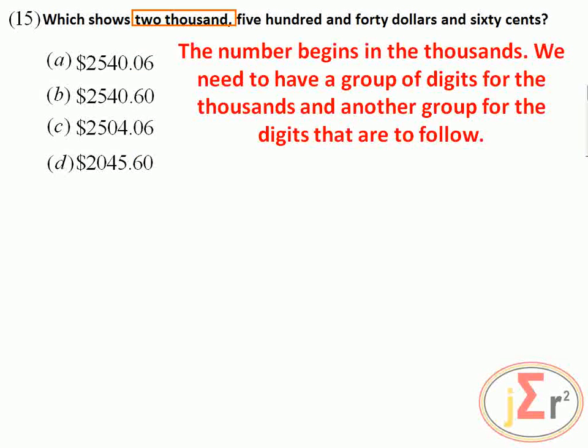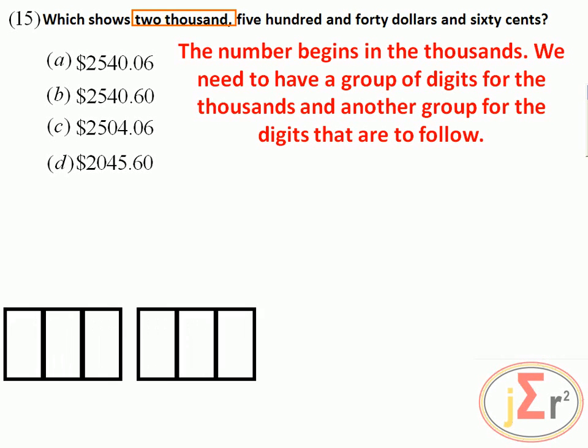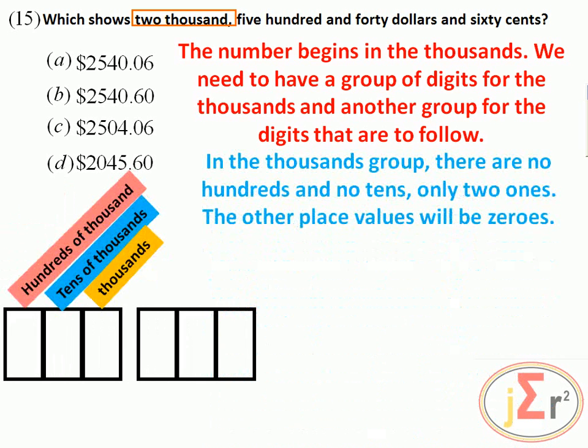And another group for the digits that are to follow. So if we do that, what do we notice? We have a group of digits for the thousands, and then after the thousand we must have what? The hundreds, tens, and ones. So we must have one group for the thousands, and one for the hundreds, tens, and ones.